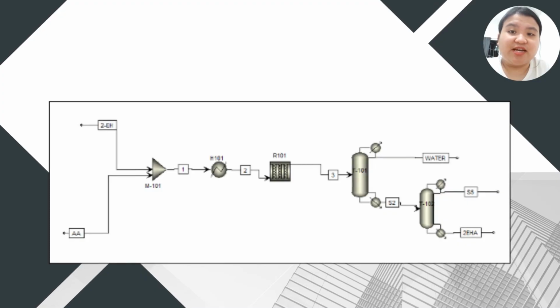I'm going to present regarding the process flow diagram, feed material flow rate, and reactor modeling. For the process flow diagram, pure 2EH and pure AA are mixed and heated to the desired reaction temperature prior to entering the reactor R101. The reaction is performed in the presence of a homogeneous or heterogeneous acidic catalyst, followed by product recovery and separation by distillation at T101 and T102.